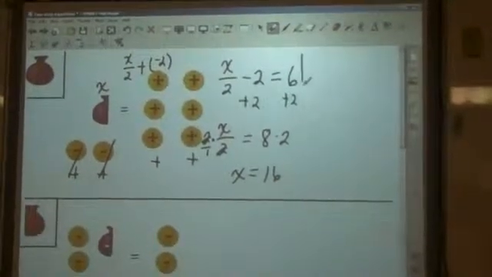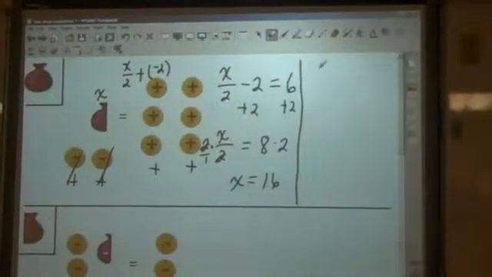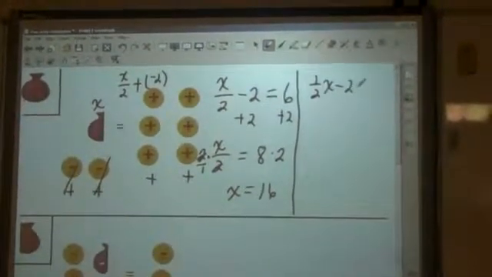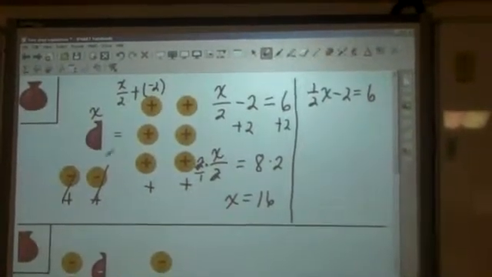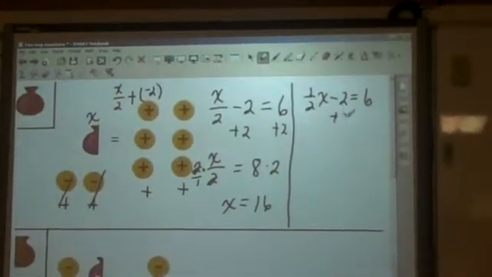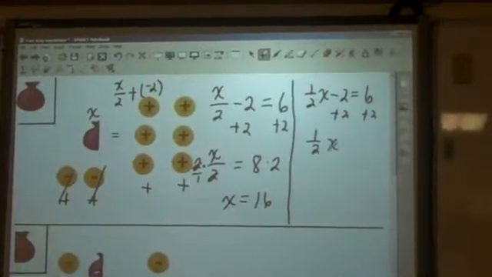Now there's another way we can look at this problem. Instead of saying there is a bag divided in two parts, I have half a bag. And I have those 2 negative coins, and that equals 6. The process is still going to be similar. I'm still going to add 2 positive coins in on both sides, which leaves me that half a bag and 8 coins.